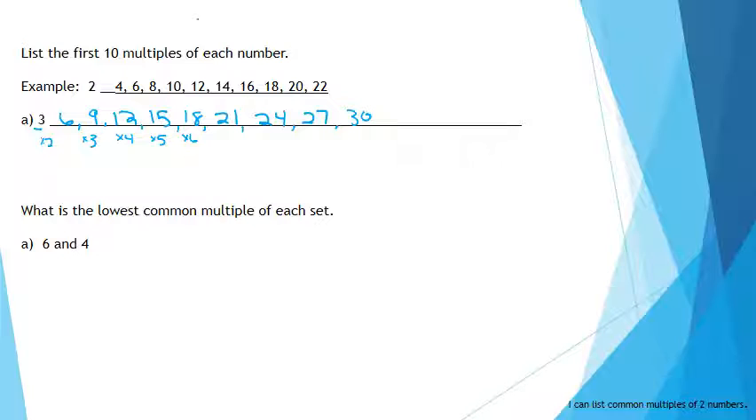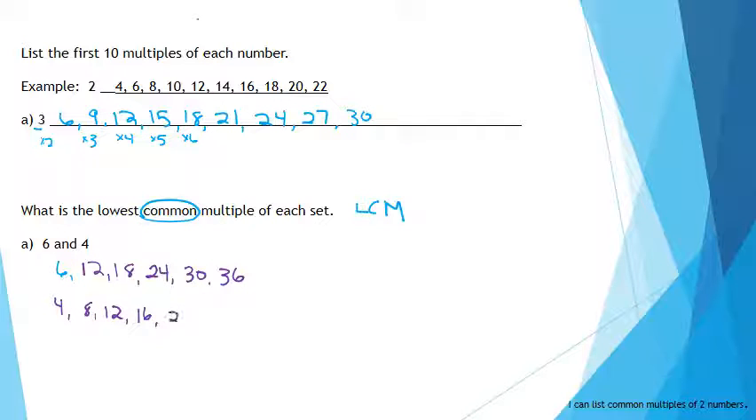Another question you might get asked is, what is the lowest common multiple of each set, or the LCM? Common means in both lists. So I list some multiples for 6: 6, 12, 18, 24, 30, 36. The multiples for 4: 4, 8, 12, 16, 20, 24, 28, 32. Now, which numbers are common in both lists?